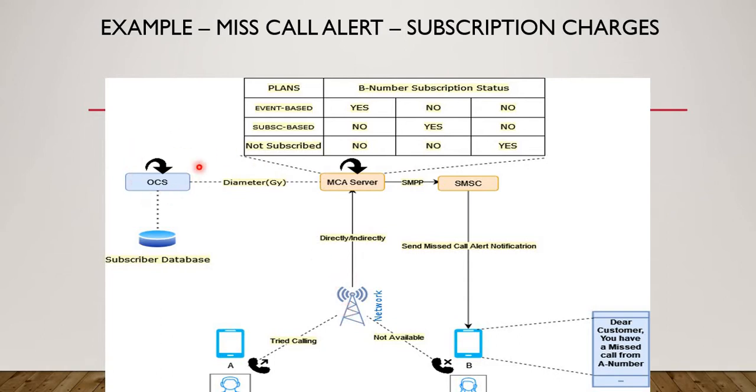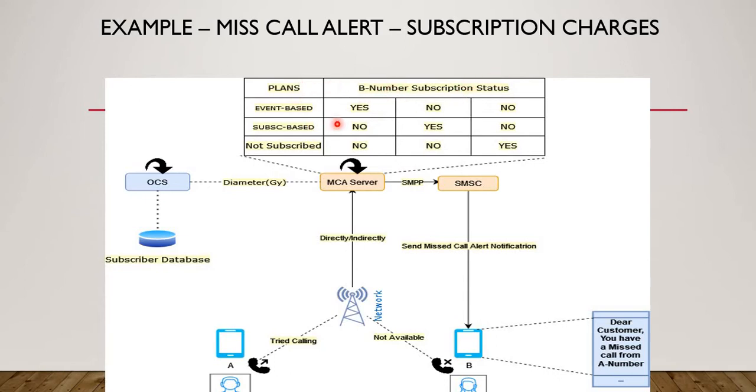It might be possible that OCS is having the subscription information, or MCA is having the subscription information, or there is a partial distribution of the subscription tariff between the OCS as well as the MCA server. However, in this particular example, I have shown that the MCA server is having the subscription information. So you can see here that this is the B number subscription status.